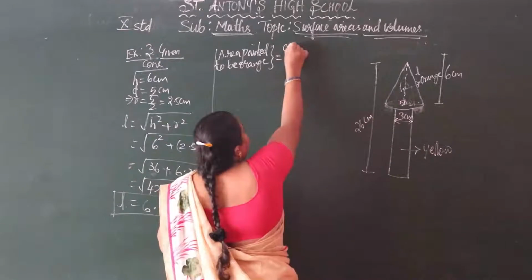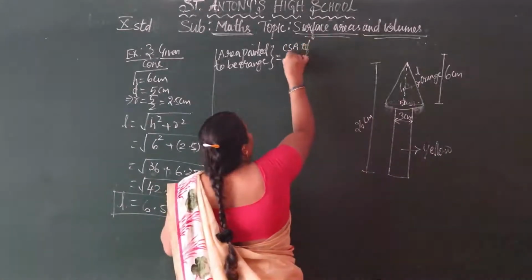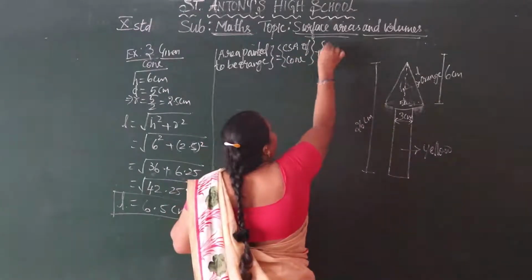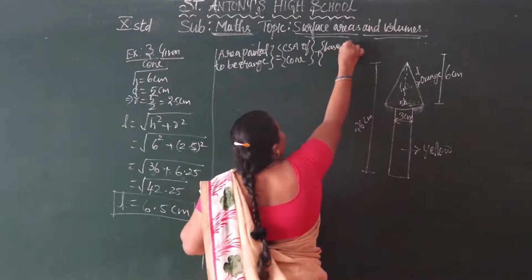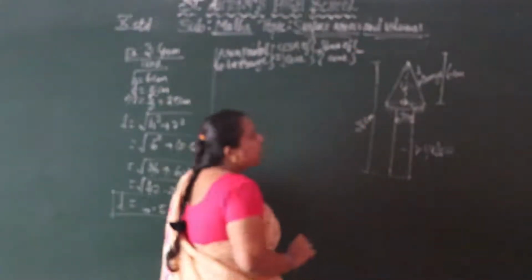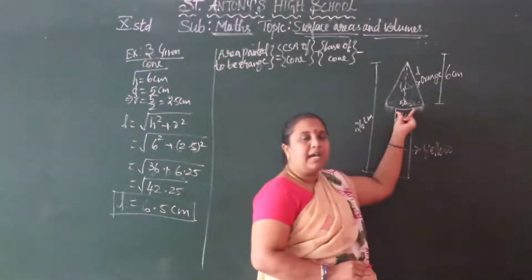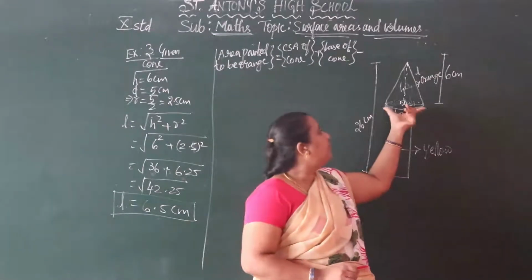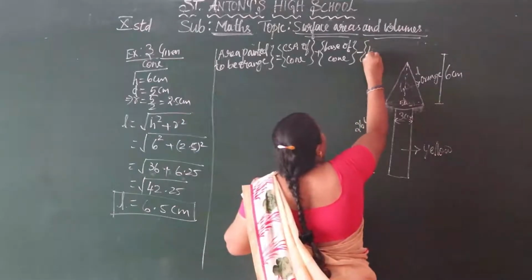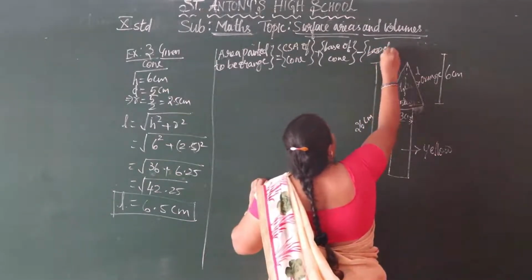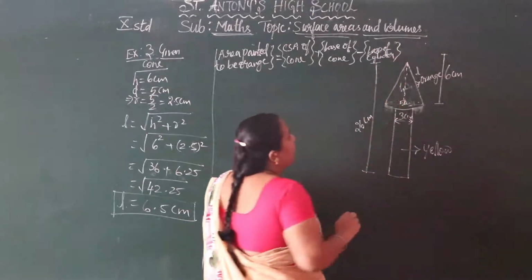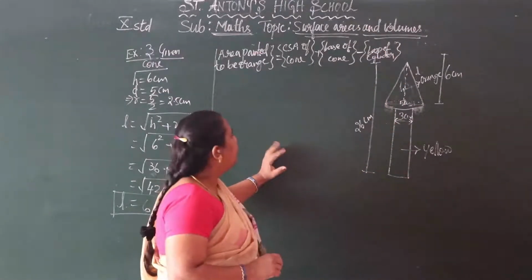So first the CSA of cone plus the base of cone, and then minus the base of cylinder. We have to subtract the base of cylinder from the base of the conical part. So here first we want to write the formulas.